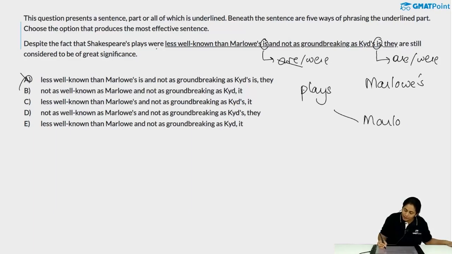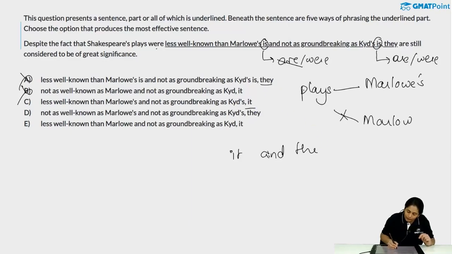So comparing plays to Marlowe is incorrect, but comparing plays to Marlowe's plays, or you just write Marlowe's, even that is fine. So not as well known as Marlowe and not as groundbreaking as Kyd is incorrect. Not less well known than Marlowe's and not as groundbreaking as Kyd's: this part is fine, but the use of "it" is incorrect. We see a split between "it" and "they" in the last part. If you see, it is "they" over here, and B, C, and E use "it".